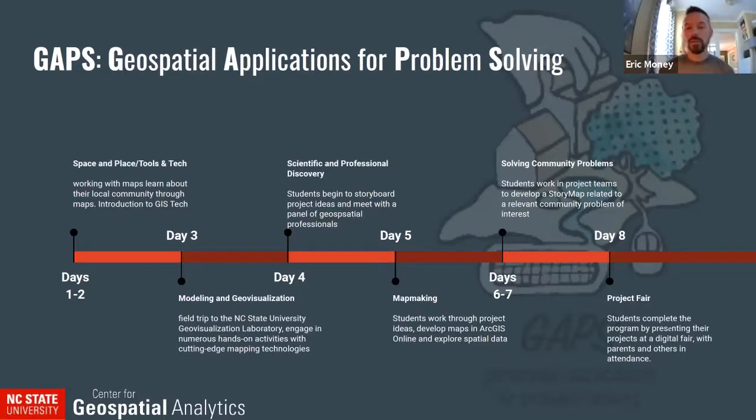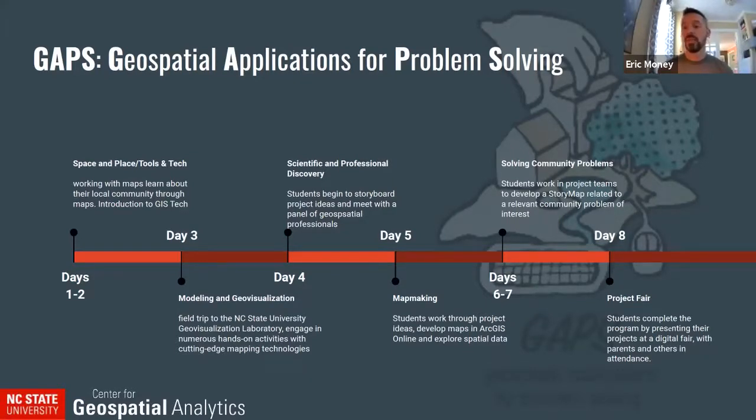Day 4 is really focused on scientific and professional discovery, where students begin to storyboard project ideas. They're at that point put into project teams for some activities. We also bring in a panel of geospatial professionals to talk about their experiences, their education, their backgrounds, and how they got interested in GIS and what they do on a day-to-day basis. Day 5, we really explore more activities in map making, do things in ArcGIS Online, and other web-based tools.